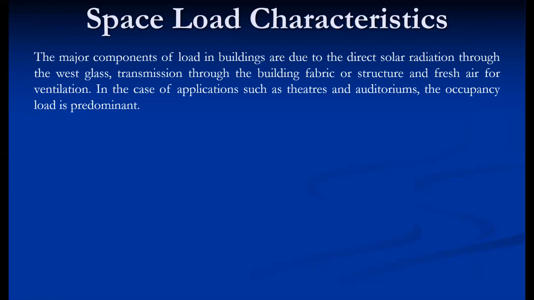Space load characteristics. The major components of load in buildings are due to direct solar radiation through the glass, transmission through the building fabric or structure, and fresh air for ventilation. In applications such as theaters and auditoriums, the occupancy load is predominant.